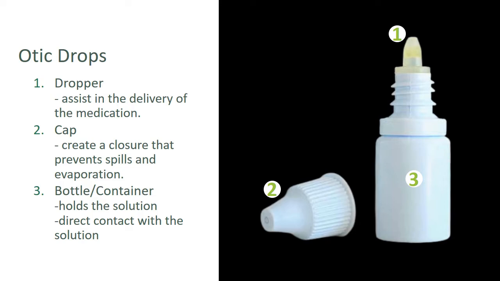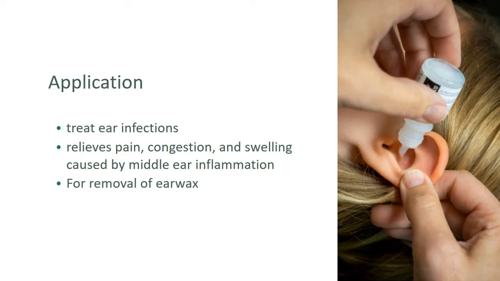Next is the cap. The cap prevents spillage and evaporation and also prevents contamination. Lastly is the bottle or the container, which contains the solution and is in close touch with it. Some of the applications of Otic drops include treating ear infection. It is also used to relieve pain, congestion, and swelling caused by middle ear inflammation. And it can also be used for the removal of earwax.